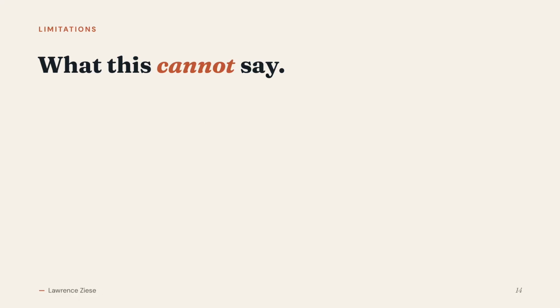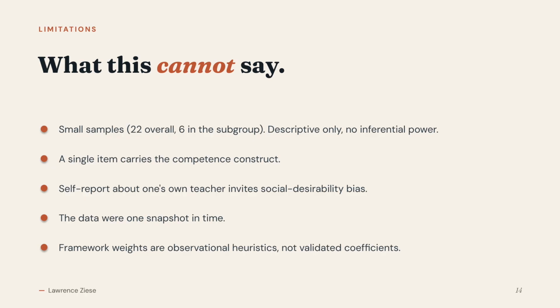The limits are real. The samples are small, 22 overall and 6 in the subgroup, so everything here is descriptive and carries no inferential power. A single item carried the competence construct, which may overstate how unstable it looks. Self-report from students about how their own teacher invites social desirability bias. The data was one snapshot in time.